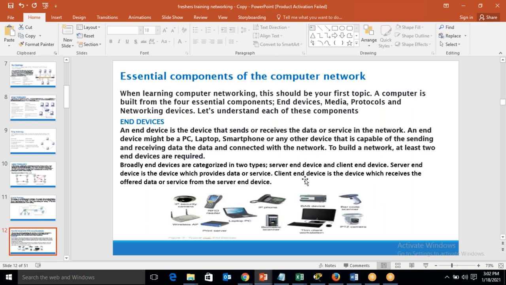Now, coming to the next part: essential components of the computer network. When learning computer networking, this should be your first topic. A computer network is built from four essential components. Please make a note of the components: end devices, media, protocol, and networking devices. These are the four essential components to build a network. Please make a note of this.